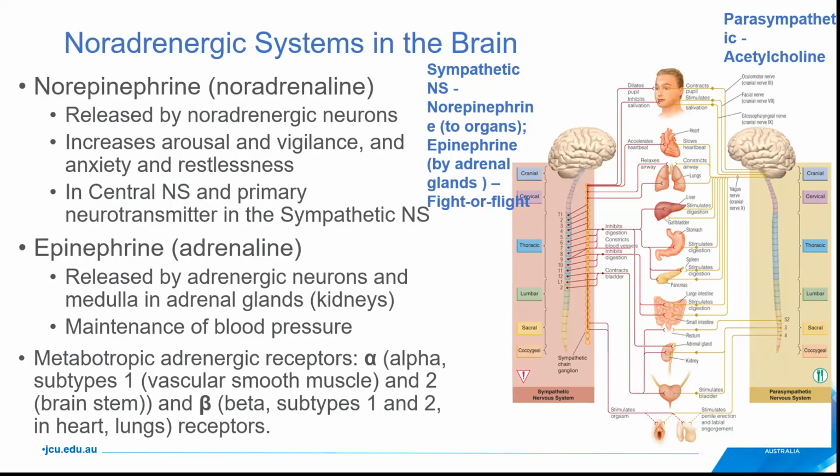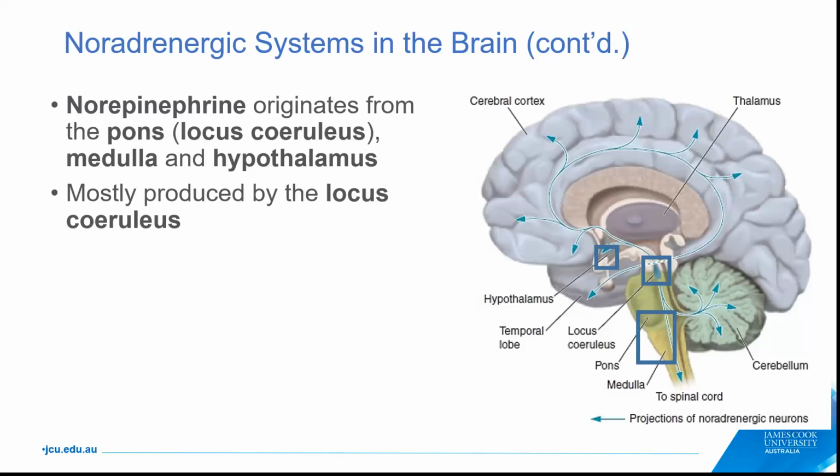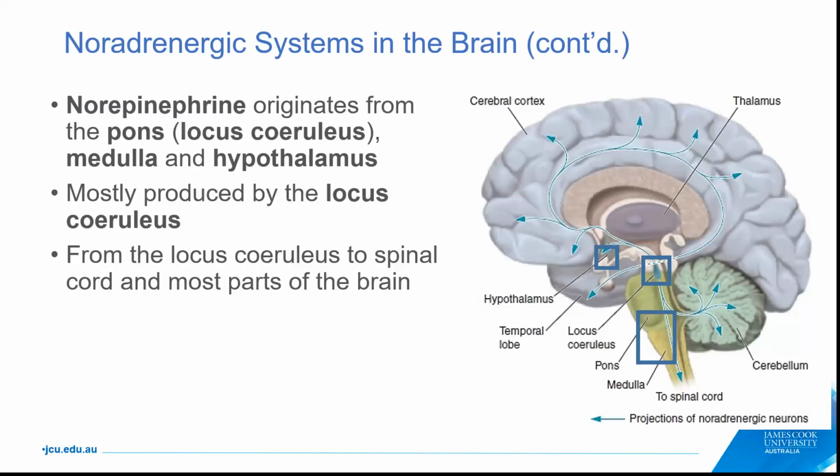Okay, with that, I just want to continue. This is the pathway. So norepinephrine originates from the pons, specifically what we call the locus coeruleus, the brain bridge of our brainstem, and hypothalamus. Hypothalamus, for those of you who still remember, is part of our limbic system. And locus coeruleus, again, is a very small nucleus, very small structure.